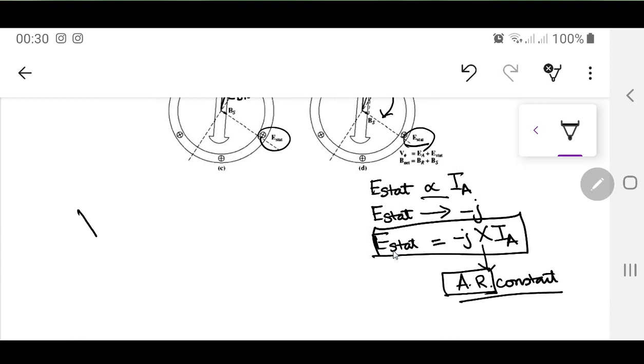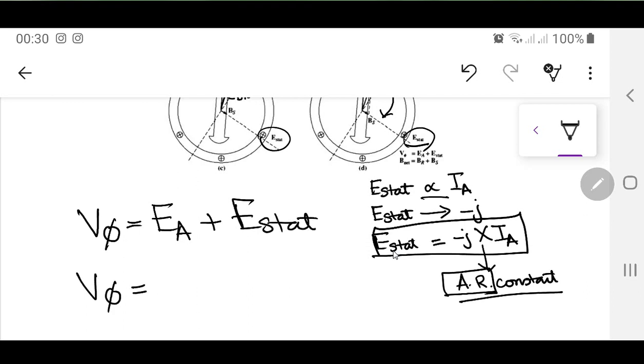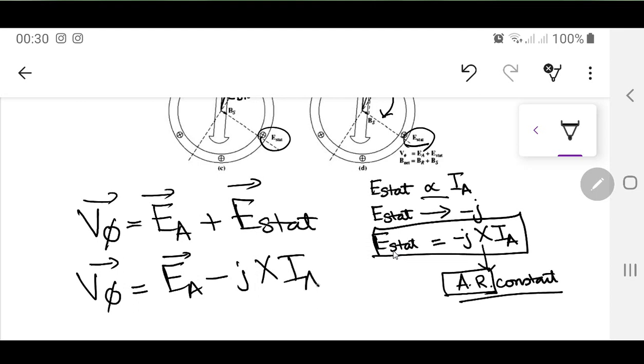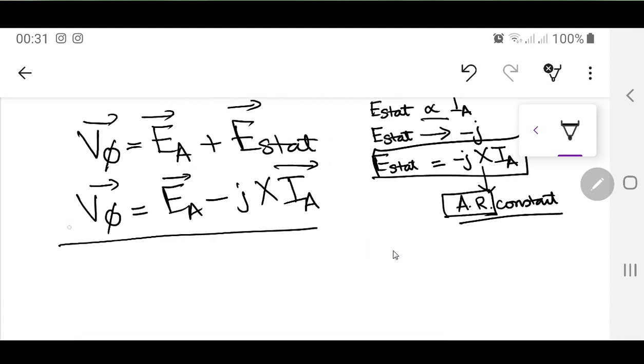Sorry, I'm talking about V phase. I'm not going to draw the vector symbol here, so I hope everyone can add the vector symbol themselves. So this is EA plus E stat. For just a beginning lecture, to keep it easy, this is EA minus jXIA. So what I have done just now is only model the third parameter, jXIA, which is the armature reaction. This is the equation which has formed up till now.